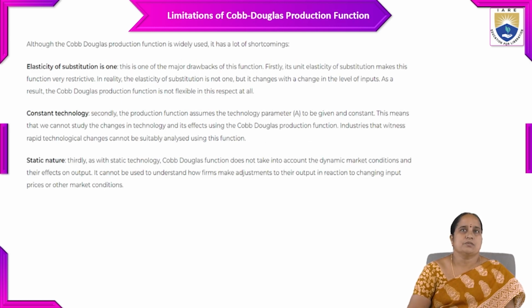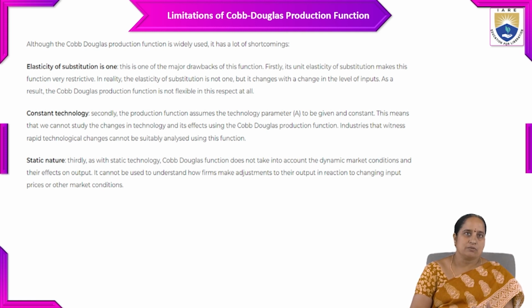And coming to the limitations of the Cobb-Douglas production function. Although the Cobb-Douglas production function is widely used, it has certain limitations. Elasticity of substitution is one. This is one of the major drawbacks of the Cobb-Douglas production function. Its unit elasticity of substitution makes the function very restrictive. In reality, the elasticity of substitution is not 1, but it changes with a change in the level of input. As a result, the Cobb-Douglas production function is not flexible in this respect.